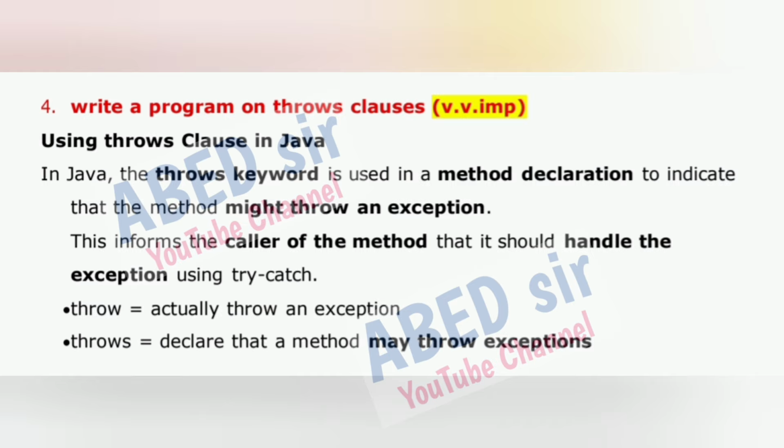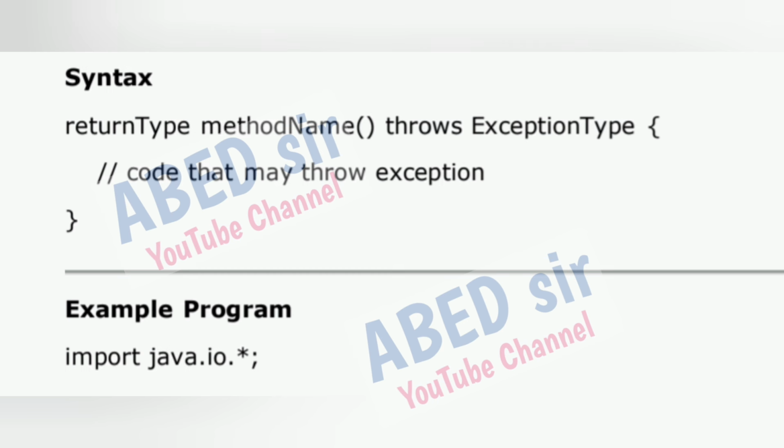Throw equals actually throw an exception. Throws equals declare that a method may throw exceptions. Syntax: return type method name throws exception type, code that may throw exception.